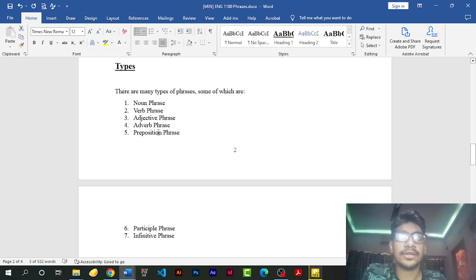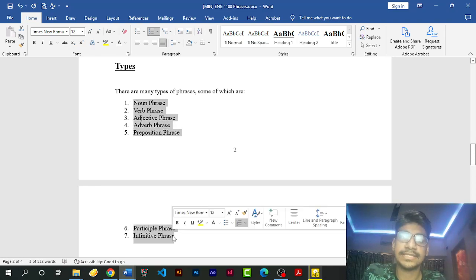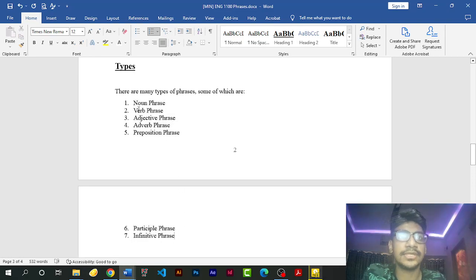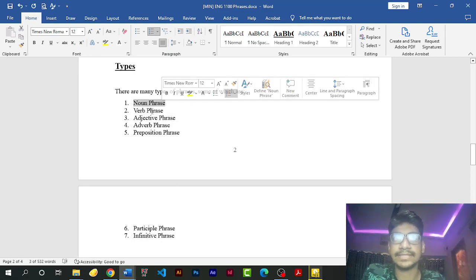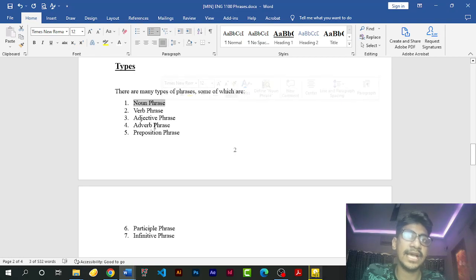So there are a lot of different types of phrases. I have listed 7, although there are more. Of course there are noun phrases, verb phrases, adjective phrases, adverb phrases, preposition phrases, participle phrases, and infinitive phrases. As I said, there are more, like gerund phrases and appositives. They are also phrases, but let's just talk about these 7.